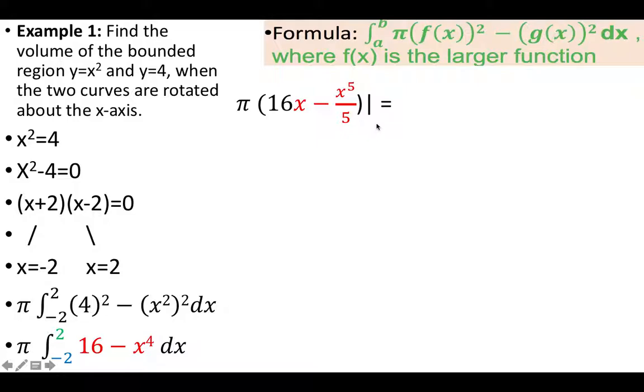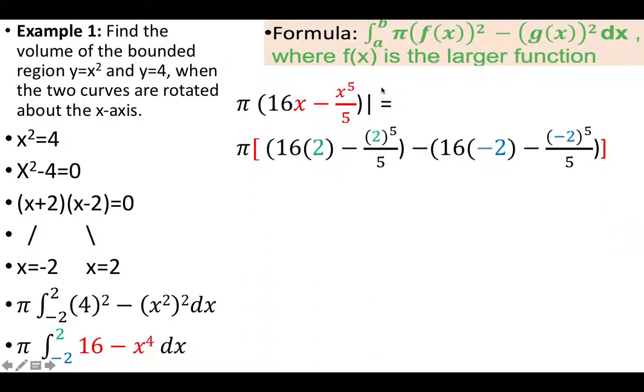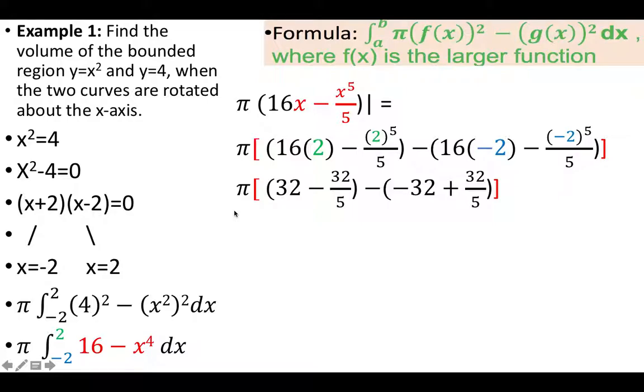Now the next step is I'm going to be plugging in the -2 and then the +2. All right, make sure your calculations are nice and neat. 16 times 2, that's 32. 2 to the 5th is 32. This is going to give me a -32, with a negative here is going to give me a positive. So just make sure you keep track of your signs here. Pause this video if you have any questions.